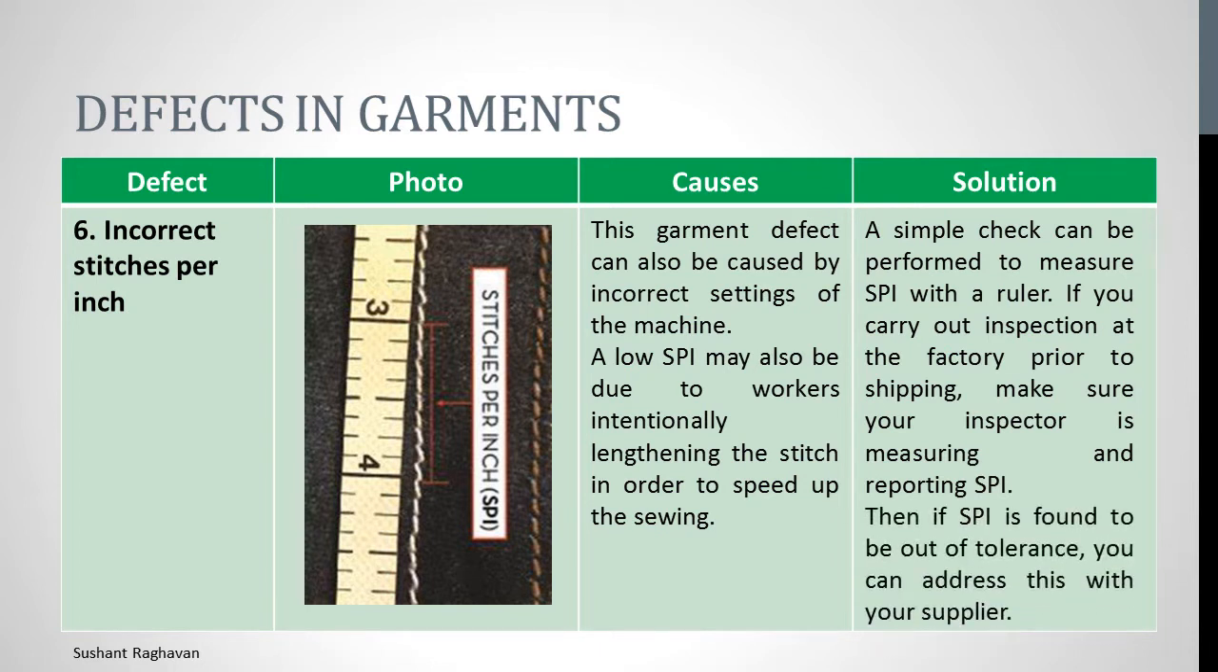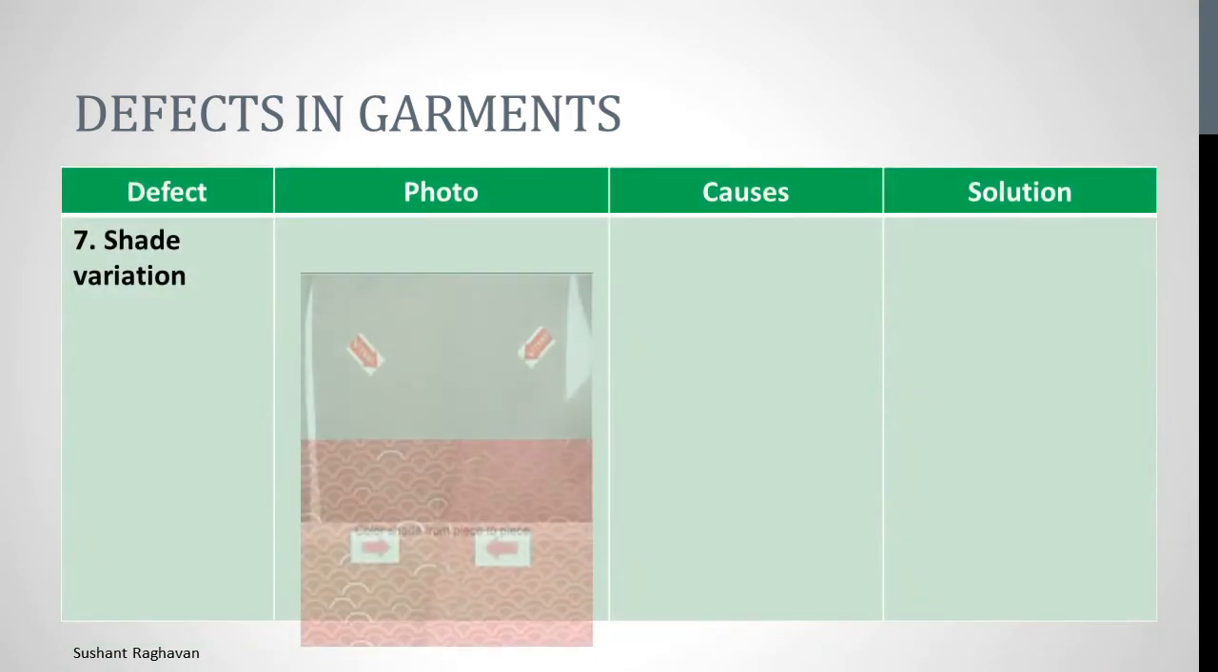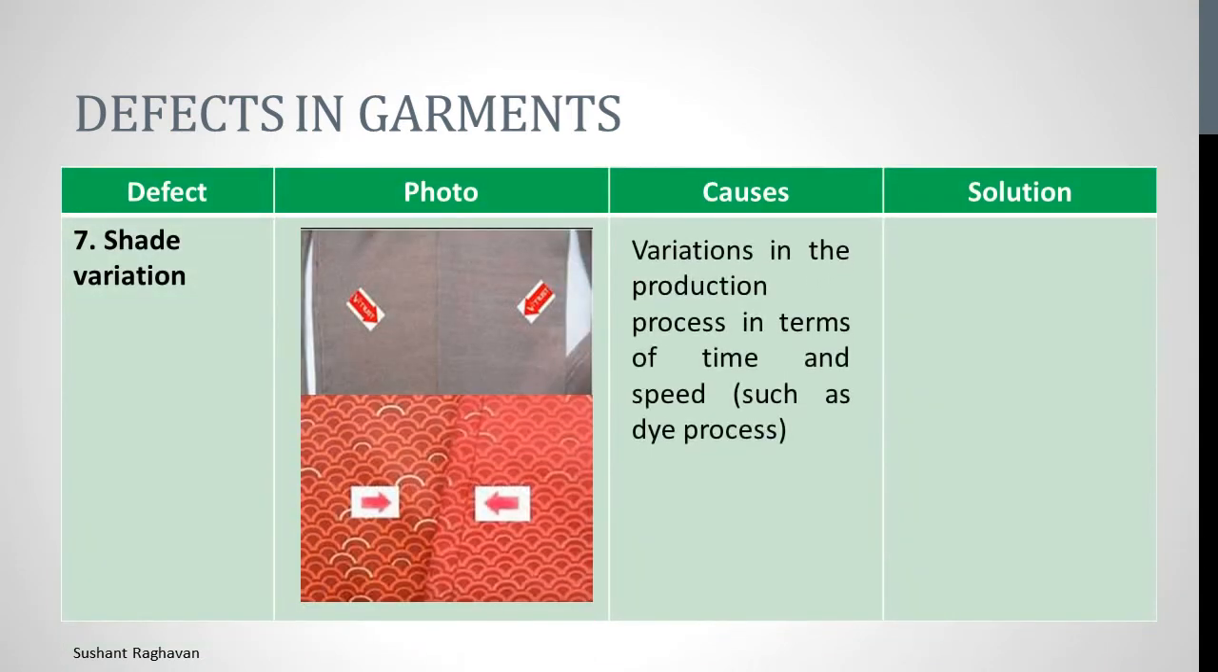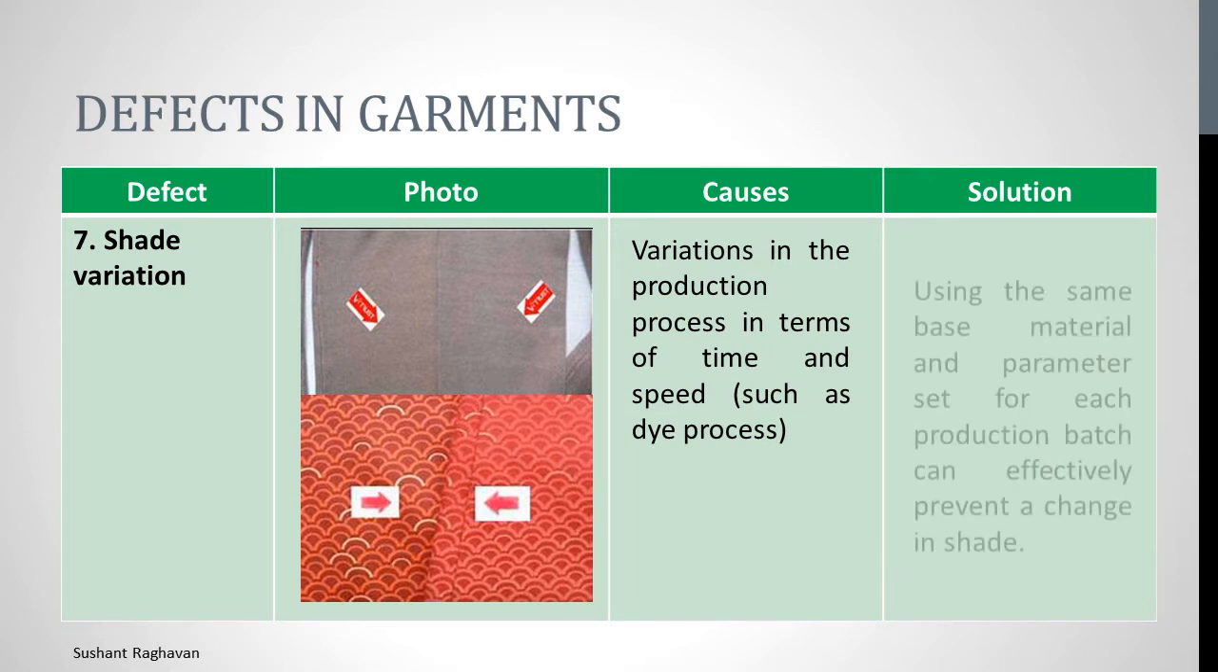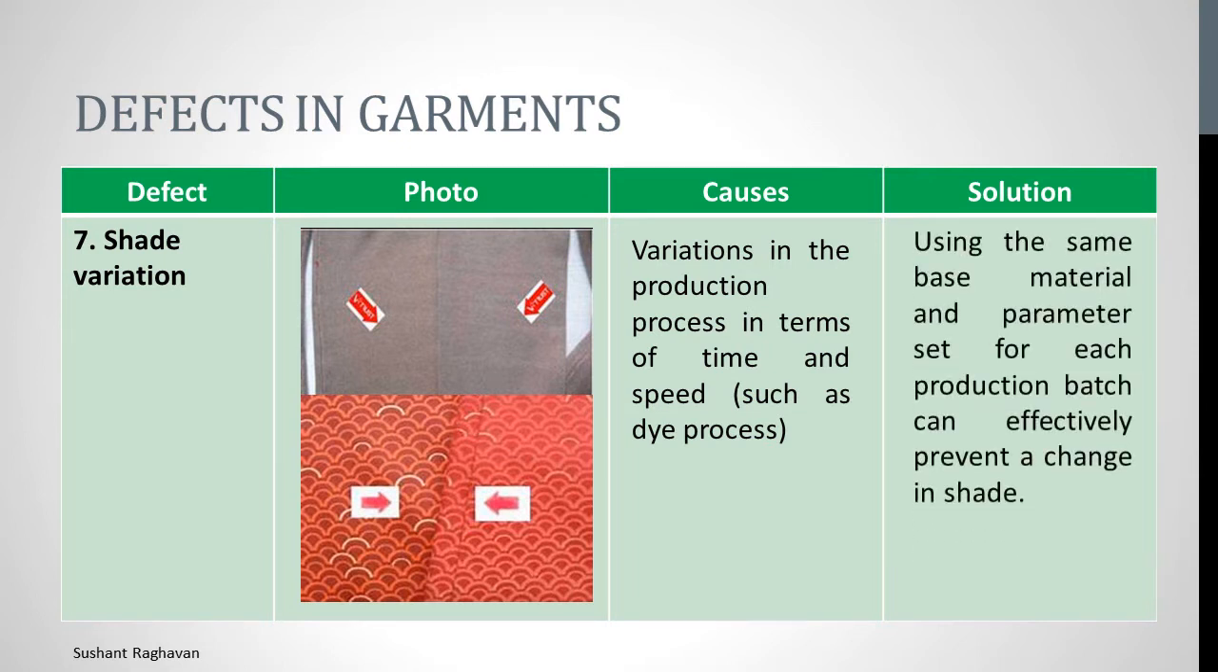Then if SPI is found to be out of tolerance, you can address this with your supplier. Shade variation. Variations in the production process in terms of time and speed, such as the dye process. Using the same base material and parameter set for each production batch can effectively prevent a change in shade.